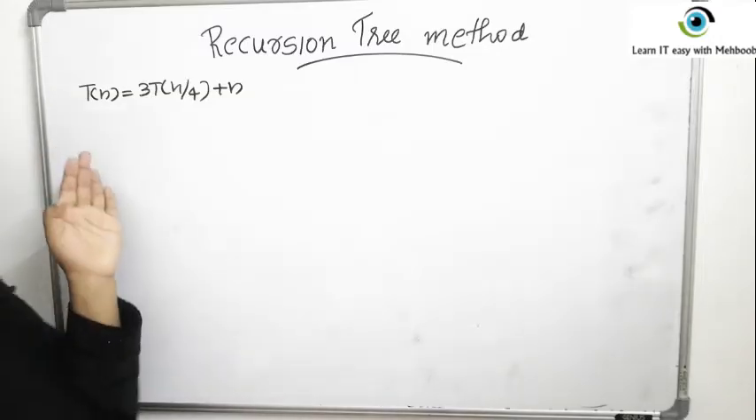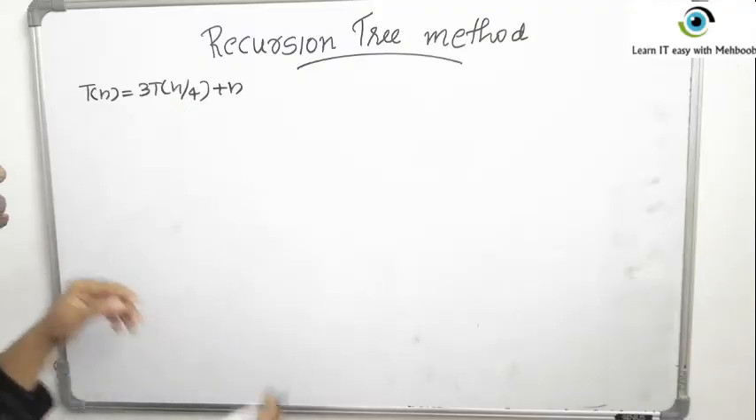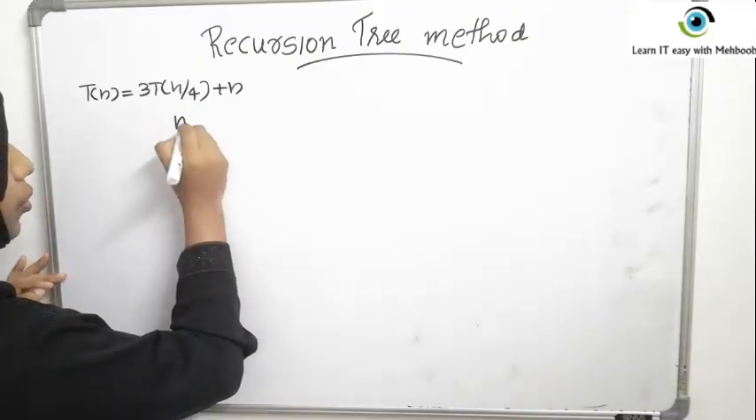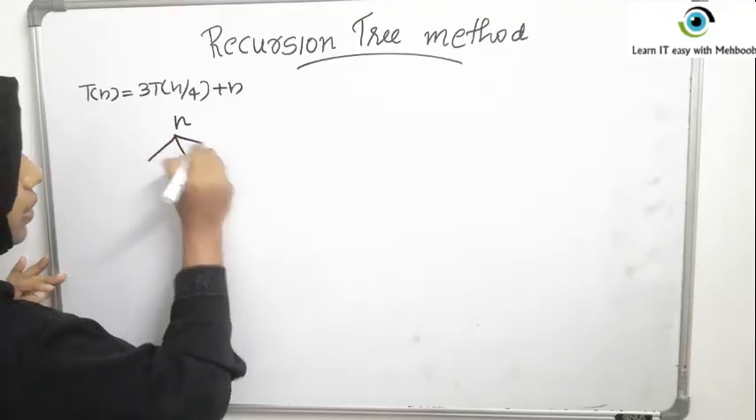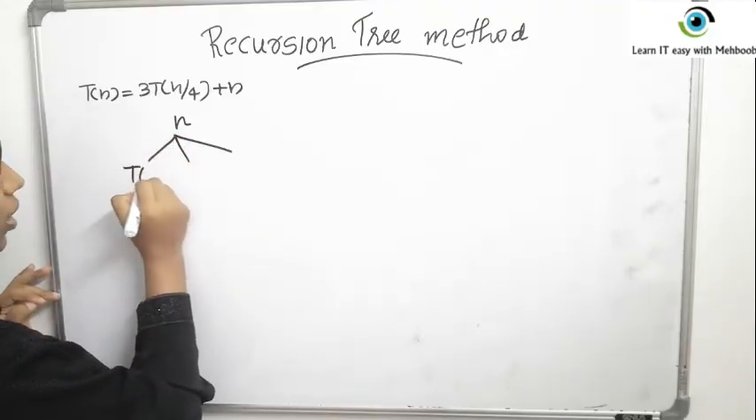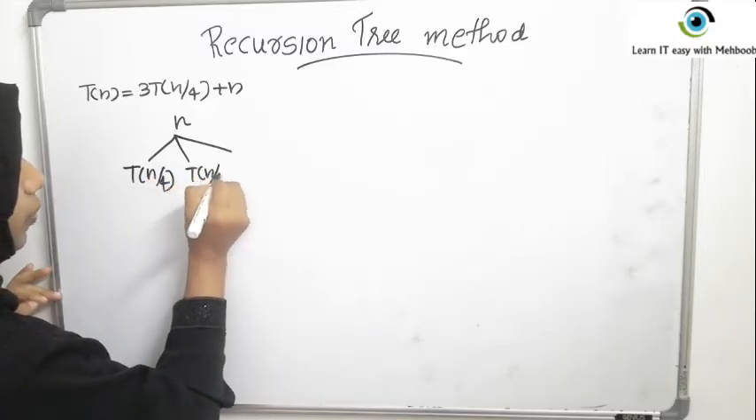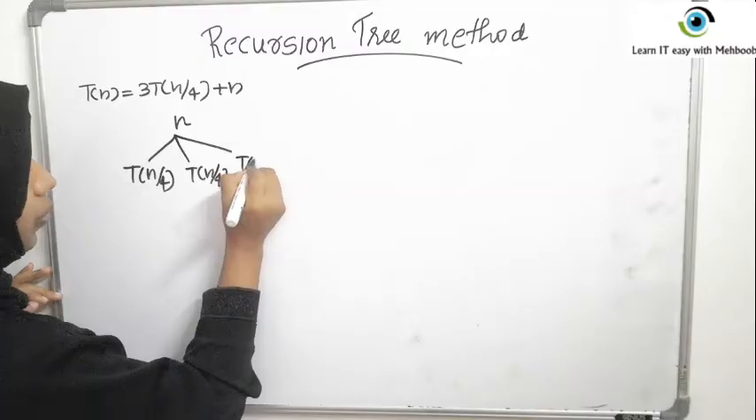So here is our next example. T of n is equal to 3 t of n by 4 plus n. So as usual, n is the root of the tree and we have 3 subproblems. The problem has been divided into 3 subproblems here. So t of n by 4, t of n by 4, t of n by 4.